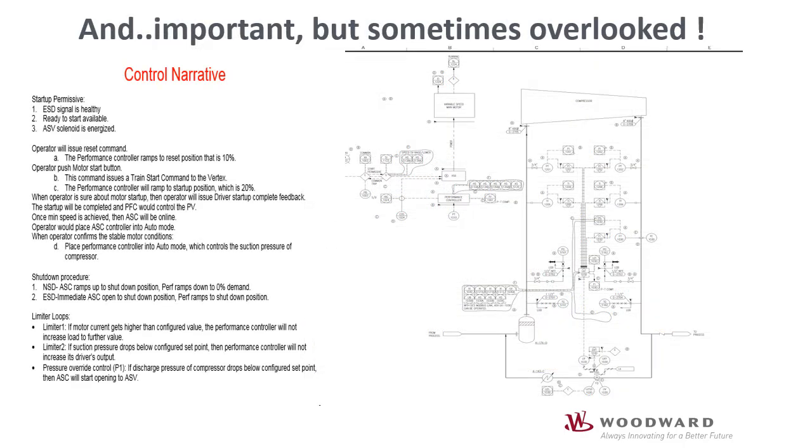Next is very important, but oftentimes we overlook those data. Two more important documents. Number one, PNID of the process. Why do we need PNID for this process?